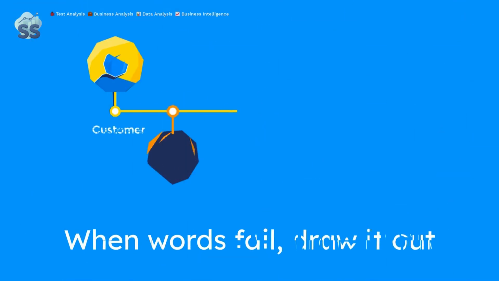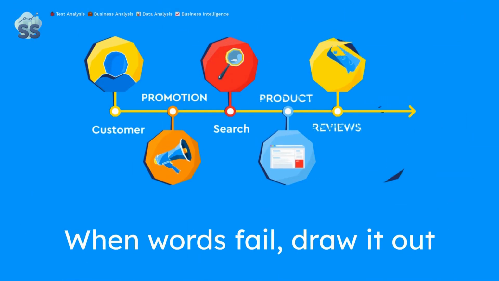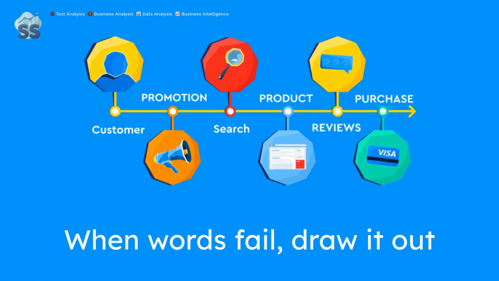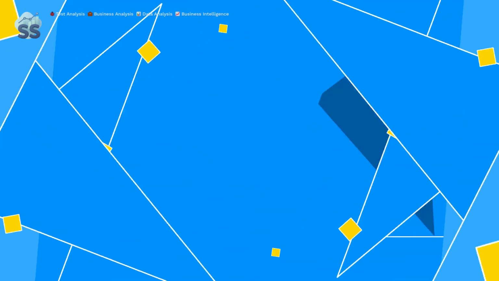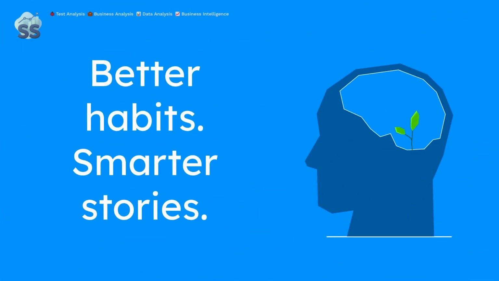Some stories need more than words. Use flowcharts, wireframes, or journey maps to communicate tricky logic or user flows. These simple habits, asking better questions, refining often, and visualizing when needed, help you drive clarity, reduce waste, and deliver real user value.